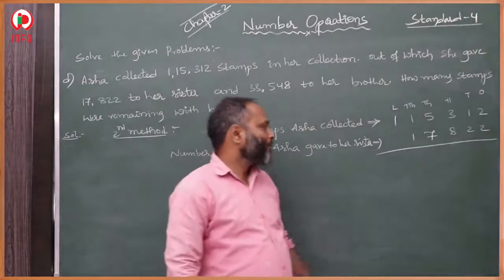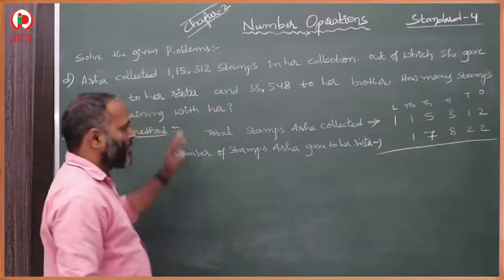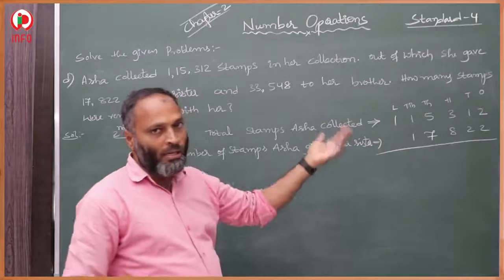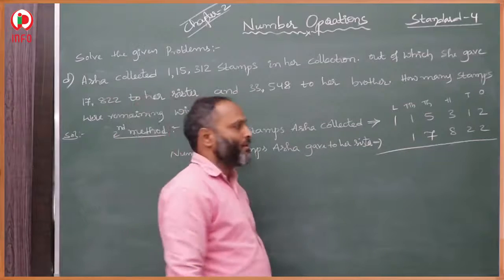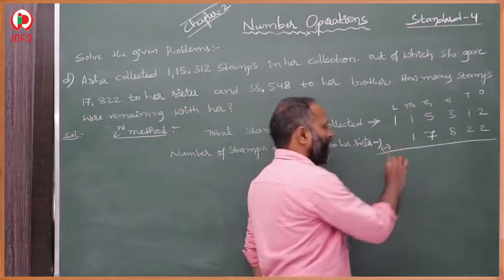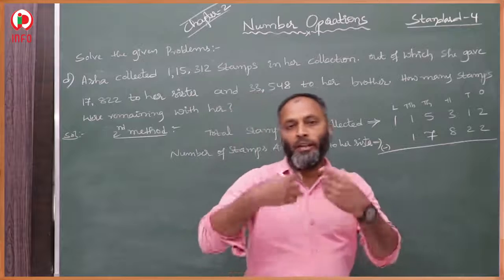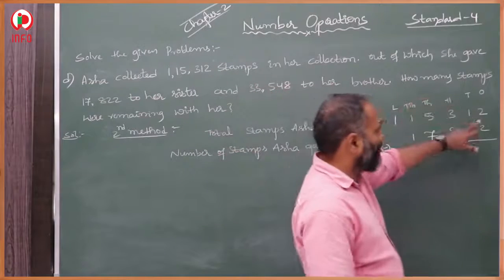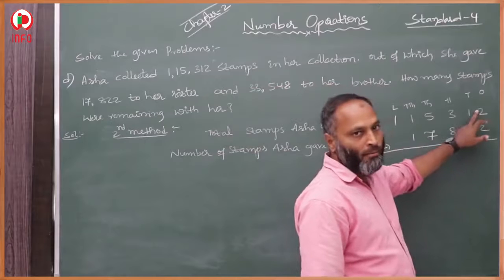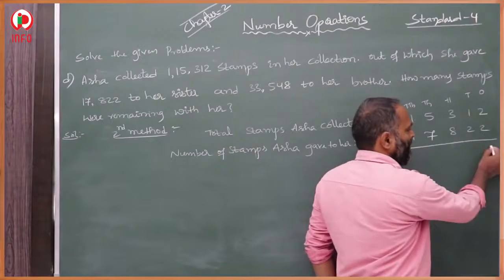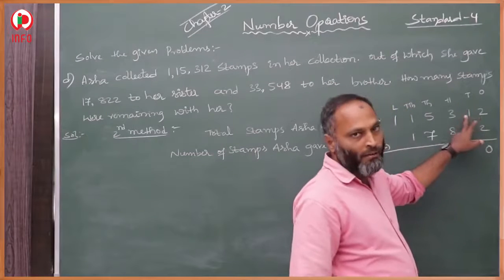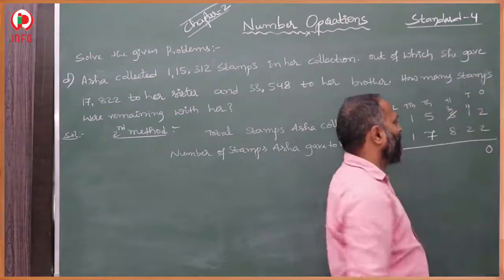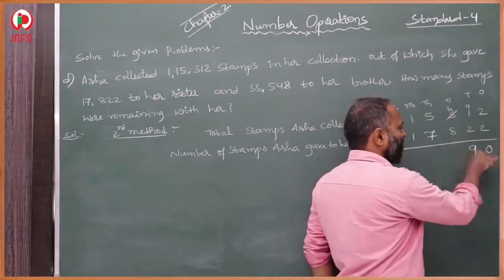17,822. Then how to make minus? First make minus here because this many stamps she gave. After giving to her sister, how many stamps left, we have to find first. This many stamps given, already gave, so it means minus. Here 2 minus 2, same minus same. Minuend minus subtrahend same, then answer is 0. Minuend is lesser value, then borrow. It will get 11. 11 minus 2 is 9.